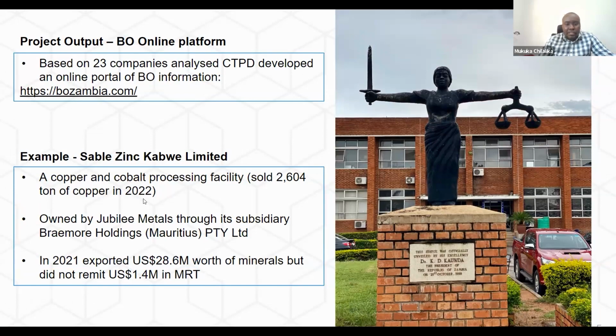Then in terms of taxes, in 2021, Sebozink had exported copper and cobalt worth $28.6 million. However, they did not remit $1.4 million in terms of mineral royalty taxes.